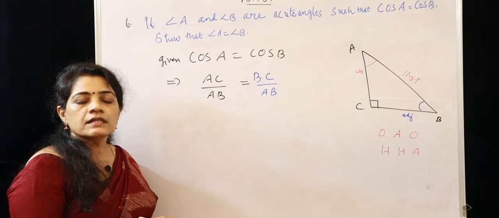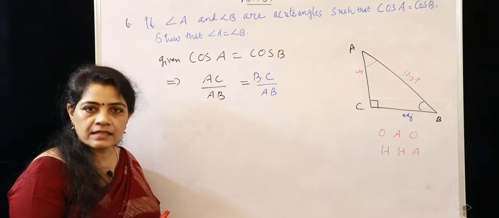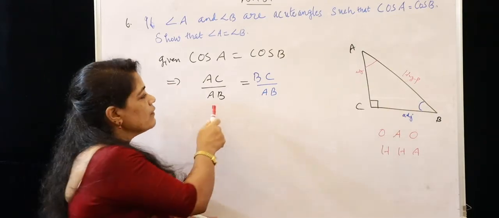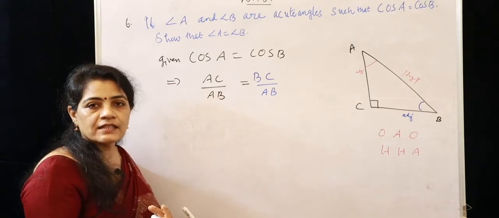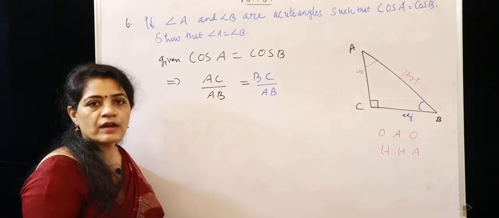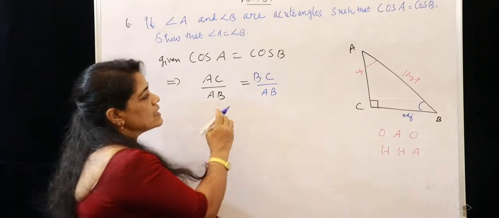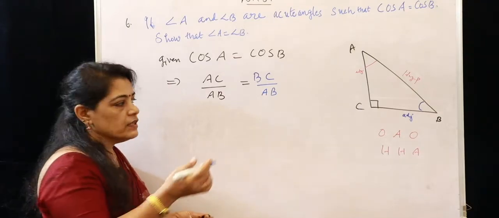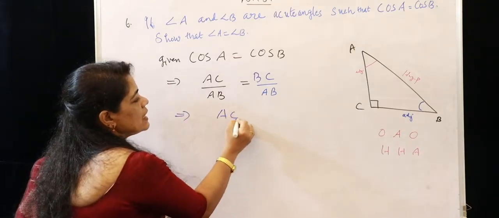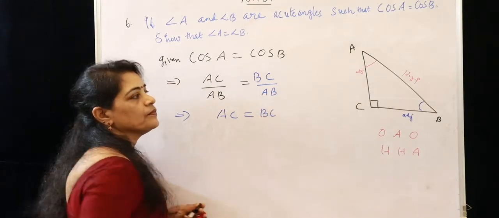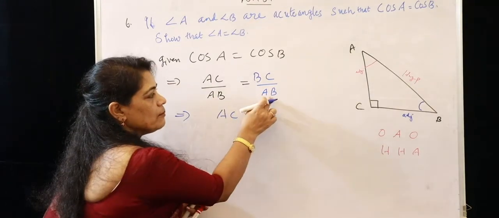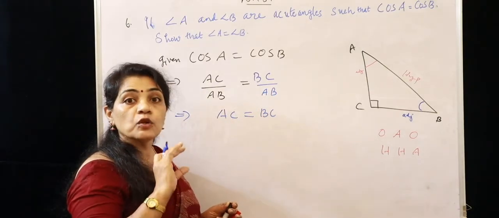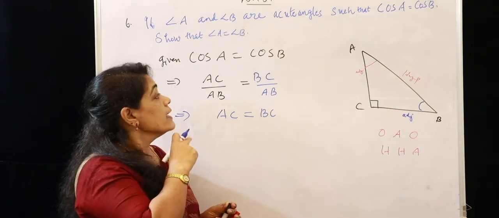by AB. See, on both sides, LHS and RHS, the denominators are same. Both have the hypotenuse, and no change for that, because in a right triangle there is only one hypotenuse. Which implies if the denominators on both sides are same, we can equate the numerators, which implies AC equal to BC. Understood? Since AB and AB on both sides are equal, we can equate the numerators on both sides, that is AC equal to BC.